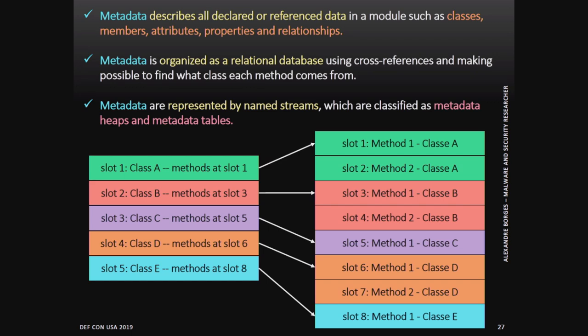Metadata is so important because, as I told you, it describes information about members, attributes, properties, classes, and so on. This metadata is organized by using a kind of relational database. And it's so interesting because you see, I have a table, 1, 2, 3, 4, 5 slots. Each slot is dedicated to a class. And each slot tells me which methods belong to this class at right.